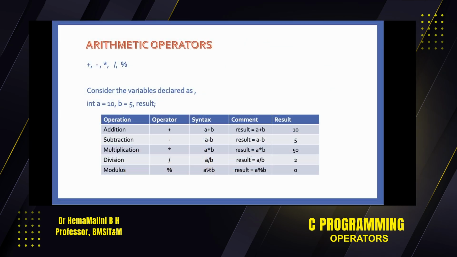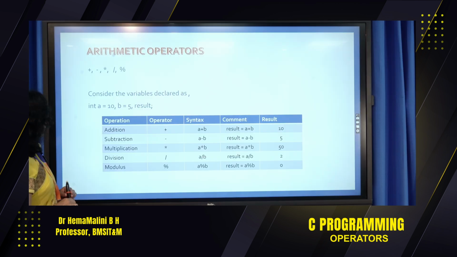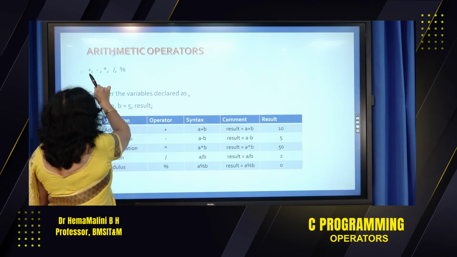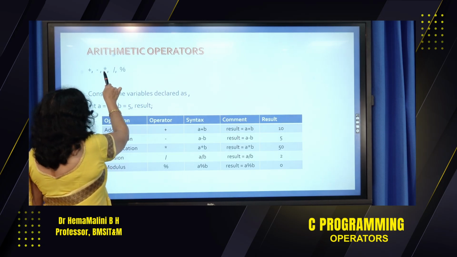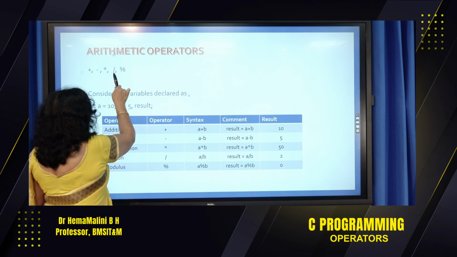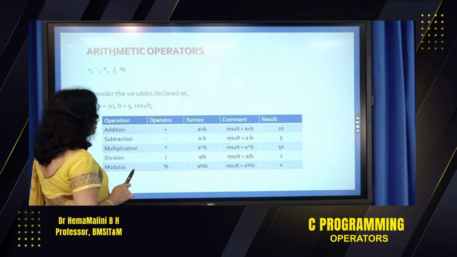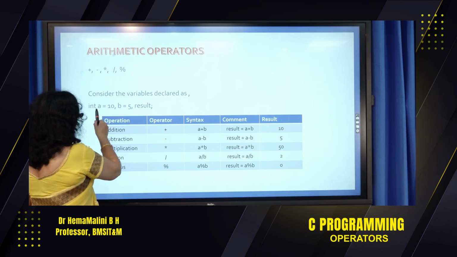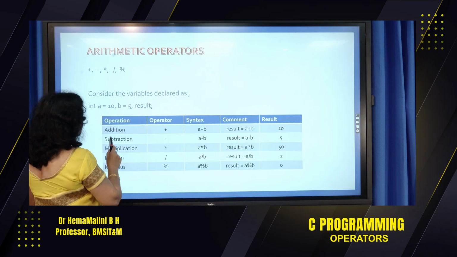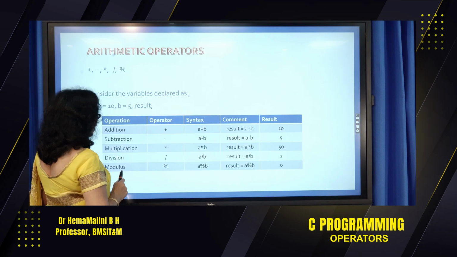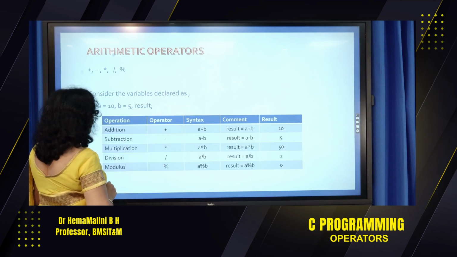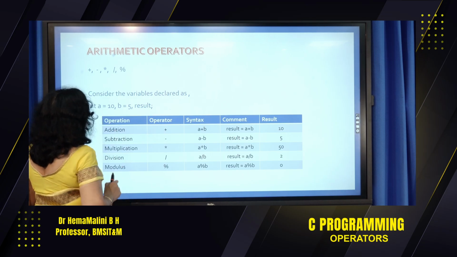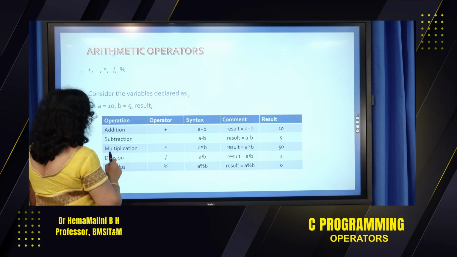So let's see the operators one by one. First let's see the arithmetic operators. The arithmetic operators are plus, minus, star, which shows multiplication, slash, this is division, and modulus, this gives the remainder. So let us consider one example. We have the variable declaration like this. Say integer a equals 10, b equals 5, and result is the variable which is going to hold the result. Let's see the arithmetic operations one by one.